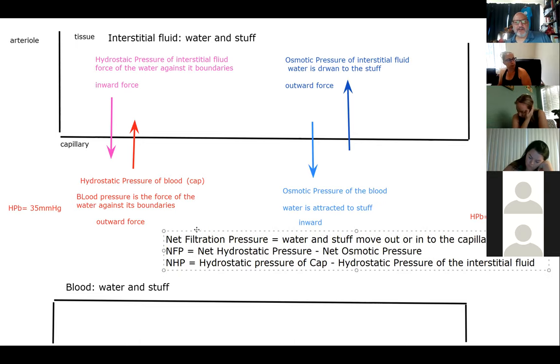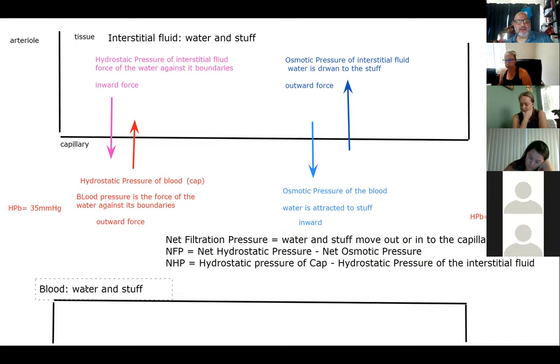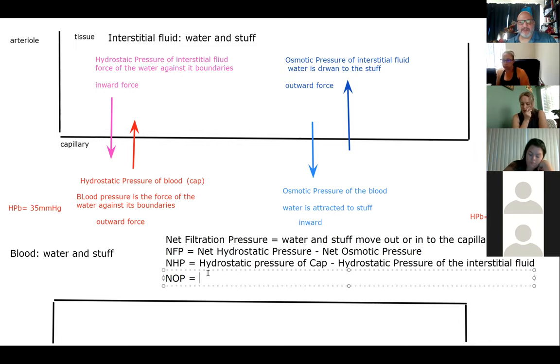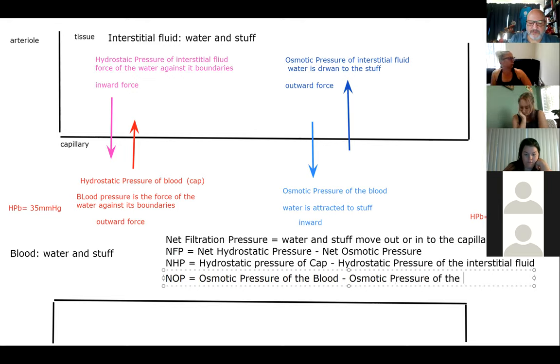And if we now know how to calculate the net hydrostatic pressure, how do you think we are going to calculate the net osmotic pressure? Same way. So which one do we take first? What's going on inside the capillary or what's going on outside the capillary? The capillary. Yep, capillary always goes first, exactly. So we take the osmotic pressure of the blood, and from that, we subtract the osmotic pressure of the interstitial fluid.